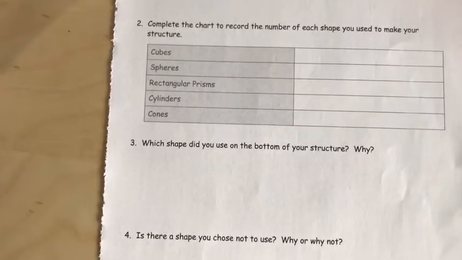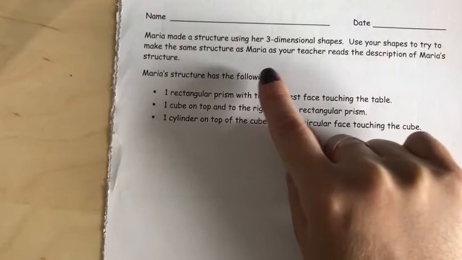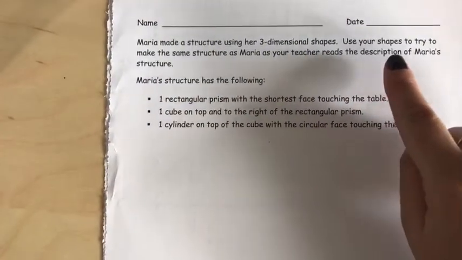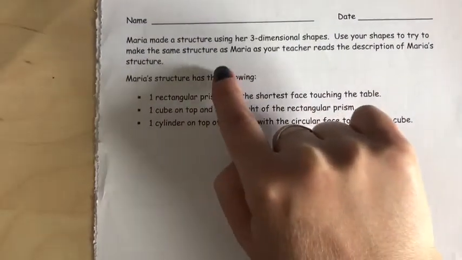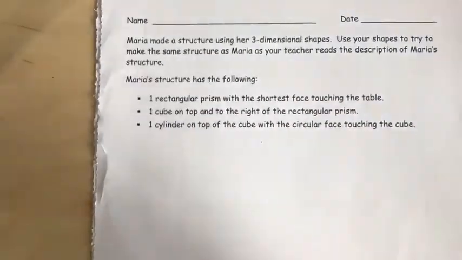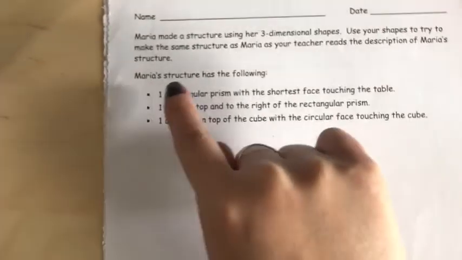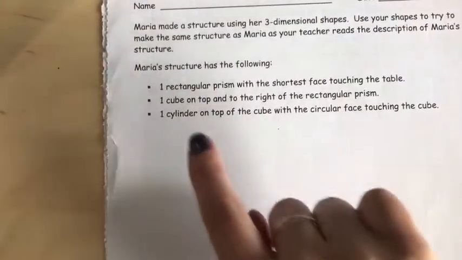After that, you're going to try to build a structure following these directions. Maria made a structure using her 3D shapes. Use your shapes to try to make the same structure as Maria as your teacher reads the descriptions. So make sure you're listening. Maria's structure is the following.